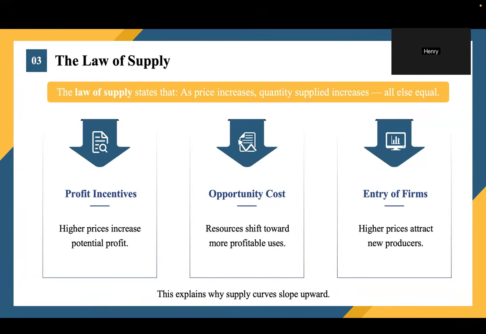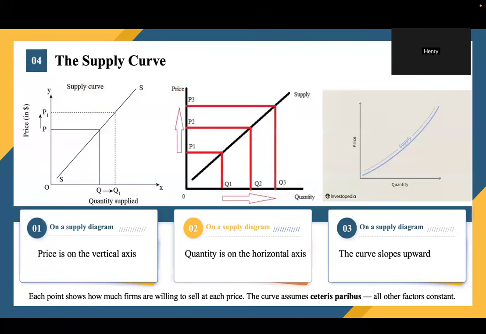The law of supply states that as price increases, quantity supplied increases, all else equal. This is the opposite relationship to demand. Firms respond positively to price because of profit incentives. Now, let's look at the supply curve. Each point on the curve shows how much firms are willing to supply at a given price.